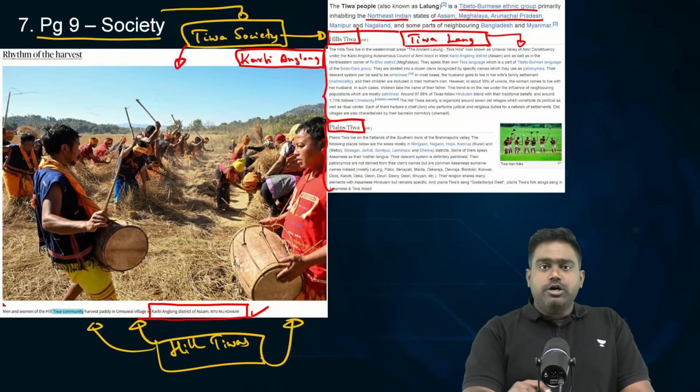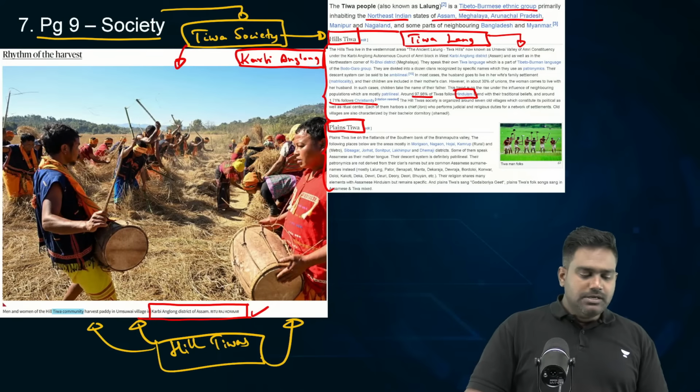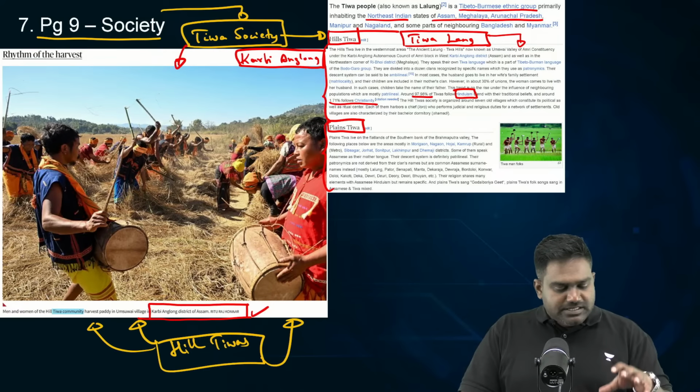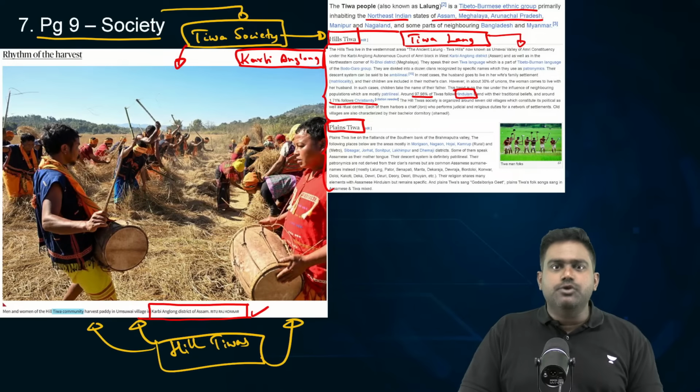The majority of the hill Tiwa are Hindus. They follow Hinduism, cultural religious practices. A very small minority are Christians, and they speak the distinct language, the Tiwa language. So this is one of the distinct ethnic groups of Northeast India, which is quite frequently in the news.